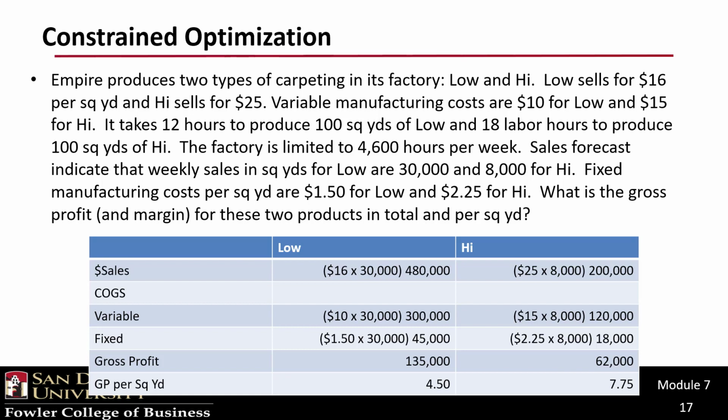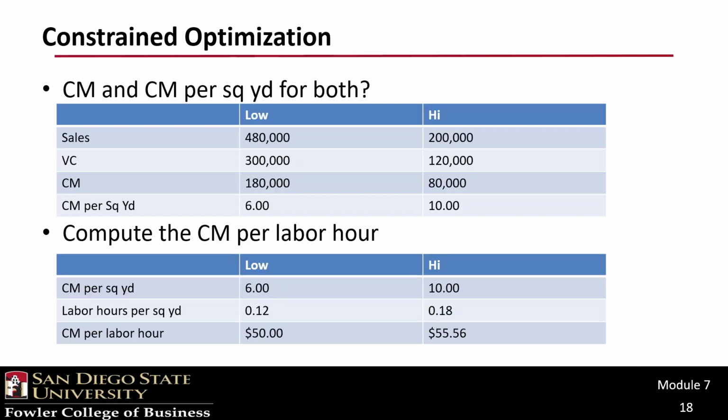$4.50 per square yard. Now if we look at high carpet for a second, our sales is $25 per square yard times the 8,000 units, or $200,000. Variable cost is 120, fixed cost is 18, and so we determined that our gross profit is 62,000 divided by the 8,000 units. That's $7.75 of gross profit per square yard. Okay, so think of this as now we know which one makes more per square yard.